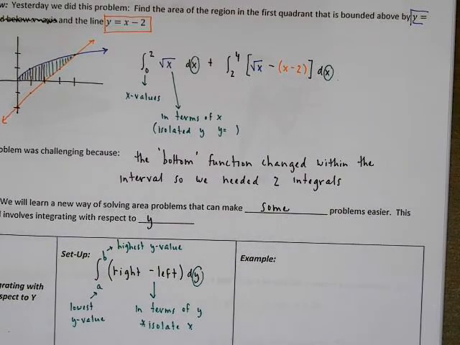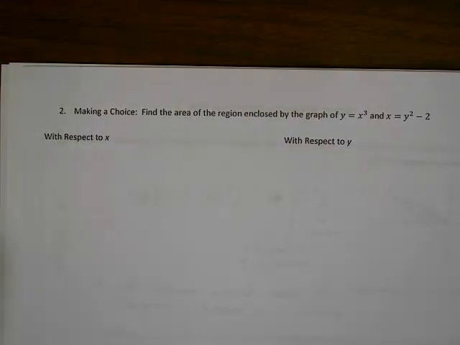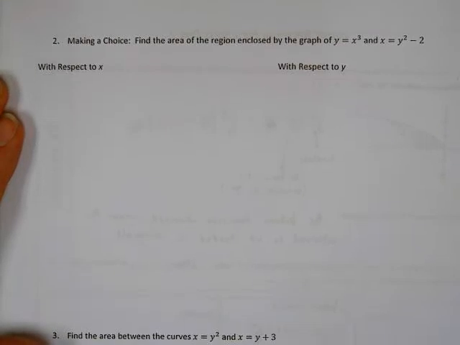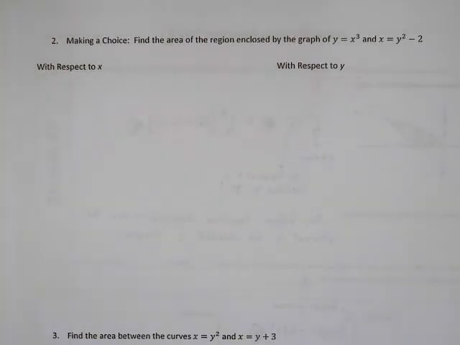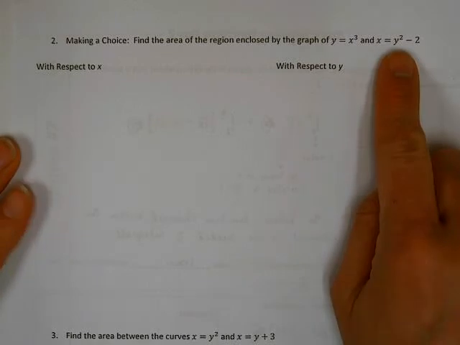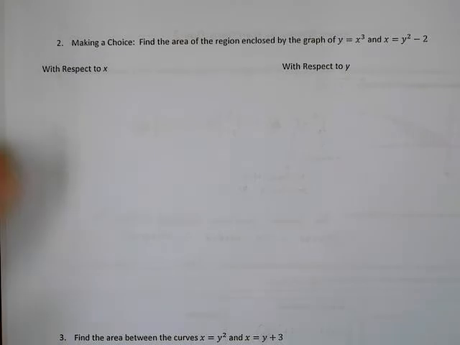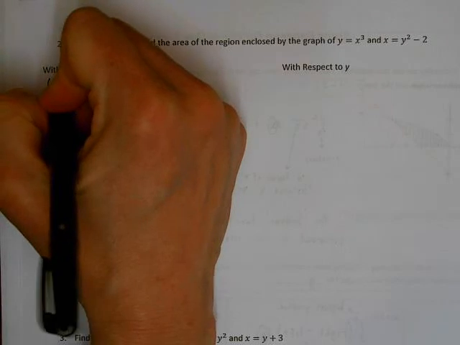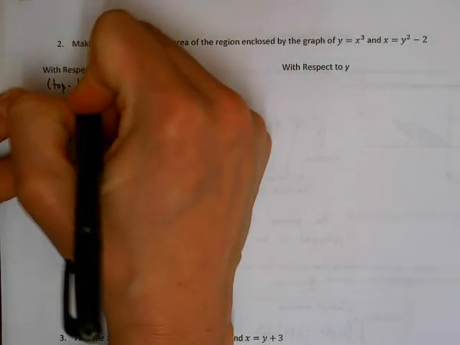All right, so let's look at another problem, a new problem here. And we're actually going to look at it both ways. So we're going to look at it with respect to x and with respect to y. So here it's asking us to find the area of the region enclosed by the graph of y equals x cubed and x equals y squared minus 2. So we'll start with respect to x. And remember, with respect to x means top minus bottom.